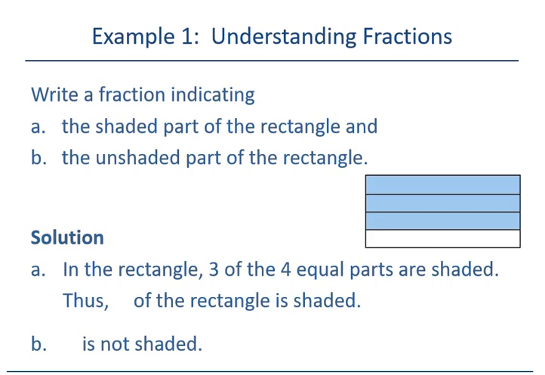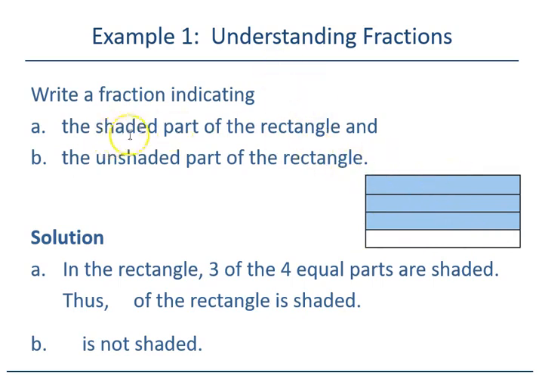And notice, okay, example 1. Understanding fractions. Write a fraction indicating A, the shaded part of the rectangle, and the unshaded part of the rectangle. Looking at the first part, what we're going to look at is how many rectangles are there. We've got one main rectangle here that is subdivided into 1, 2, and 3 places. So it's got 1, 2, 3, 4 subdivisions.